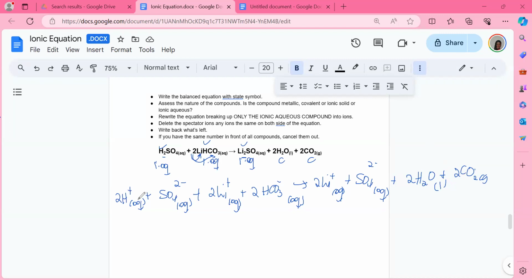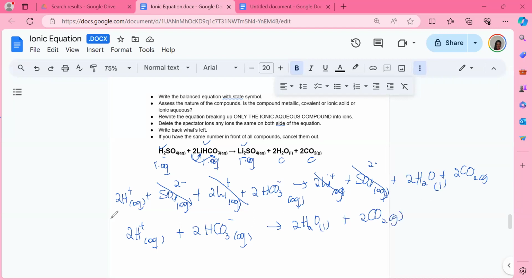So I'm seeing 2H plus on the left. I look to the right, I'm not seeing that. Then I see SO4 2 minus on both sides of the equation, so I delete that. 2Li plus, I look to the right, I see 2Li plus, so I delete that. So I have 2H plus aqueous plus 2HCO3 minus aqueous, and I form 2 water, liquid, and 2 carbon dioxide gas.